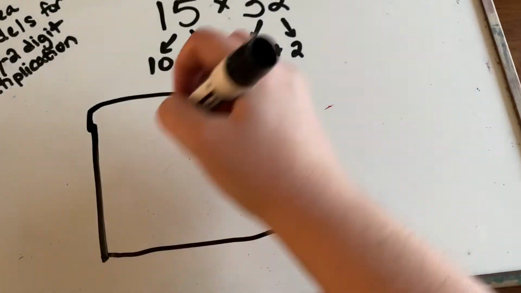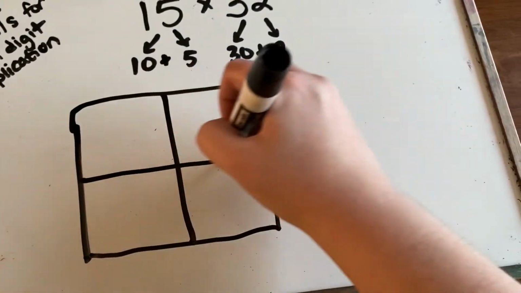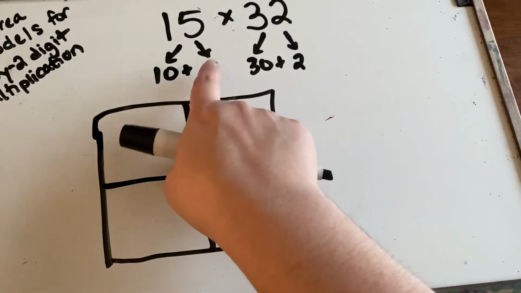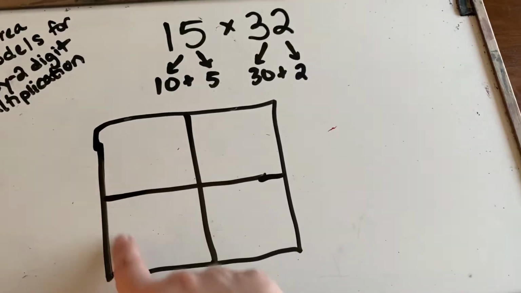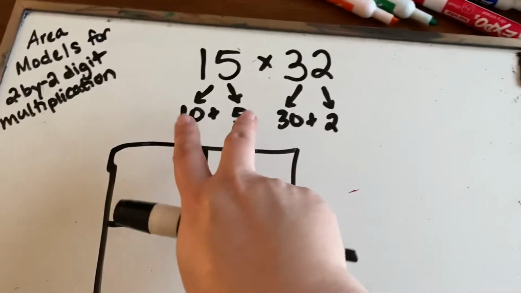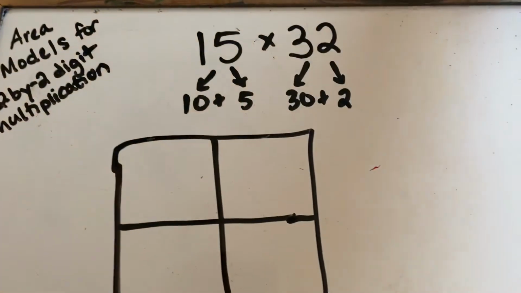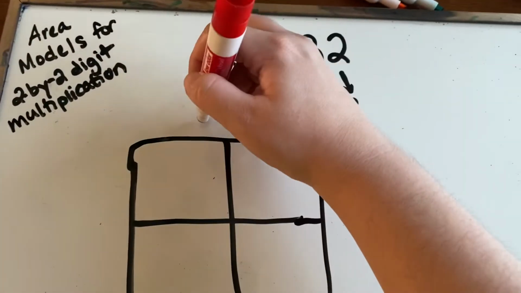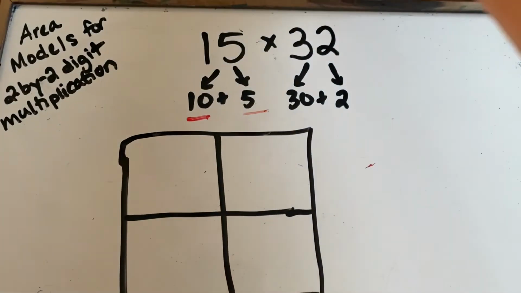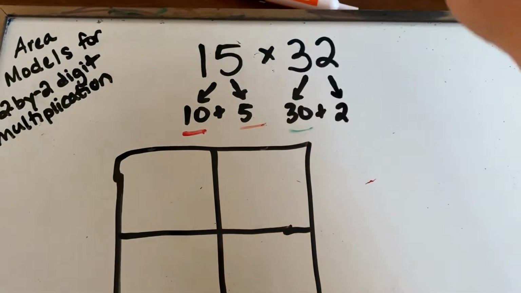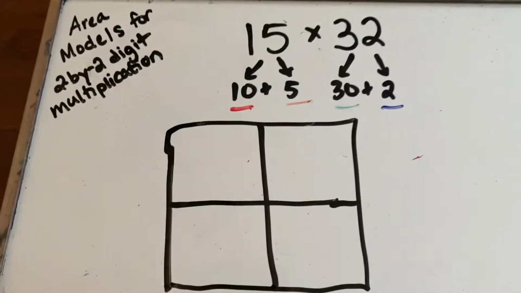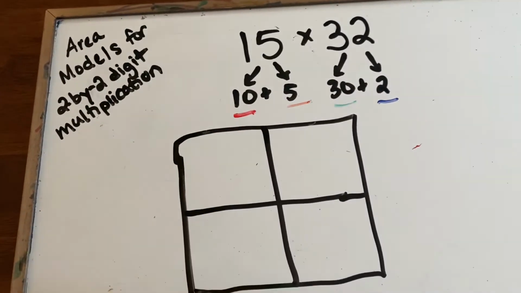that's got 2 across the top for my 2 pieces in my first number, and 2 across the side for my other 2 pieces. So then I'm going to transfer these numbers. I'm going to color code those numbers so they kind of look like we've done before. Make the 10 red, 5 orange, the 30 green, and the 2 is blue. Hey, that rhymes.